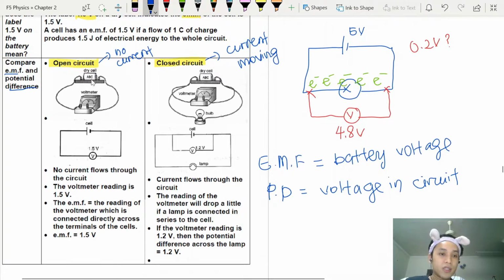Alright, so in this example here, you will see that the voltmeter is directly attached to the battery. Now remember, current does not flow in the voltmeter. The electrons are not going to go into the voltmeter. The voltmeter is basically just for us to check the energy released by the electrons, but the electrons will never travel in the voltmeter.